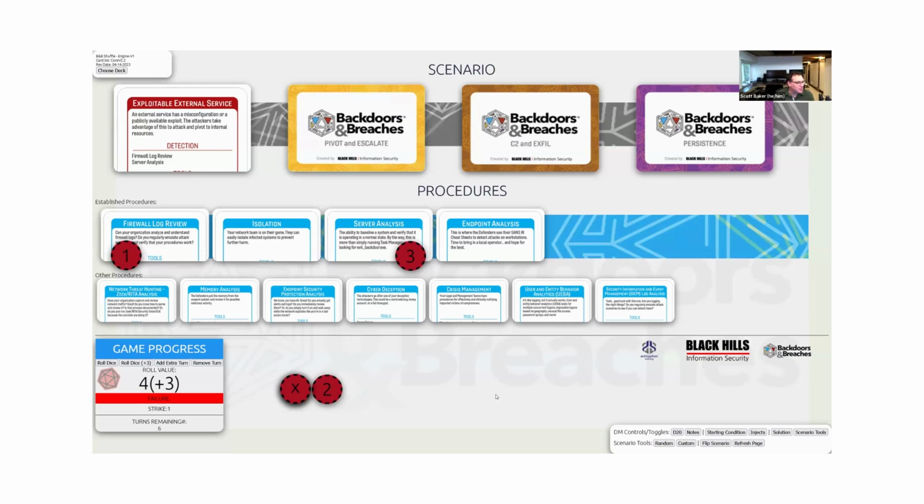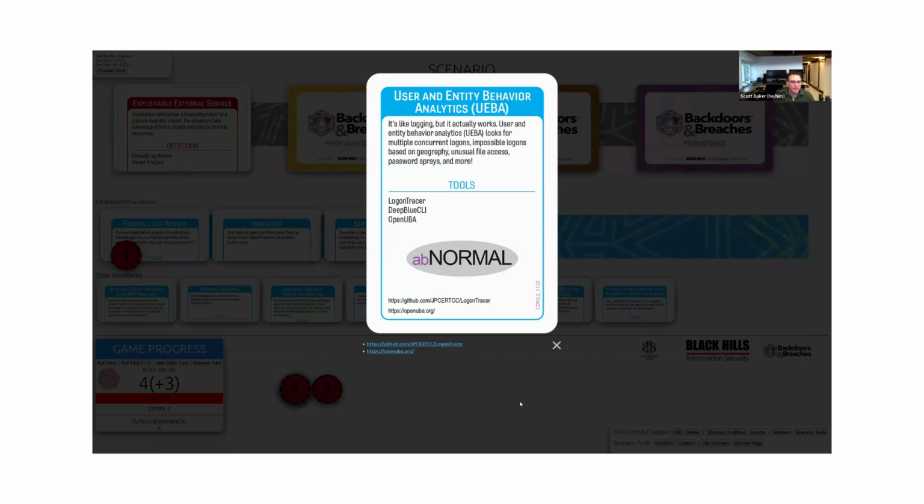Another one with a thumbs up. Couple more. We've got a new one there. So a user, so that's where's that card? This one. User and entity behavior analytics. We haven't had that one talked about before.